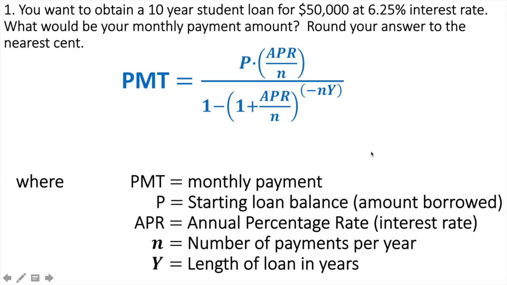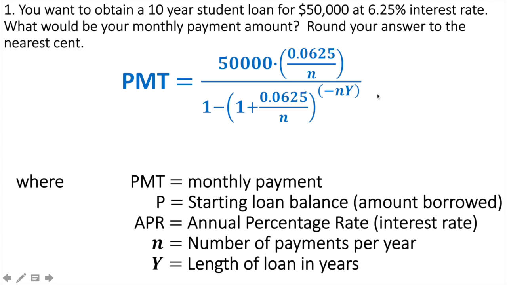Here is our formula to calculate payment, and here's what each one of these means. Let's go through this. P, my starting loan balance, would be $50,000. So instead of writing P, I'm going to write $50,000. Now APR is our interest rate, and that is given in decimal form. So this is 6.25%. We have to convert that out of a percent into a decimal, which would be 0.0625.